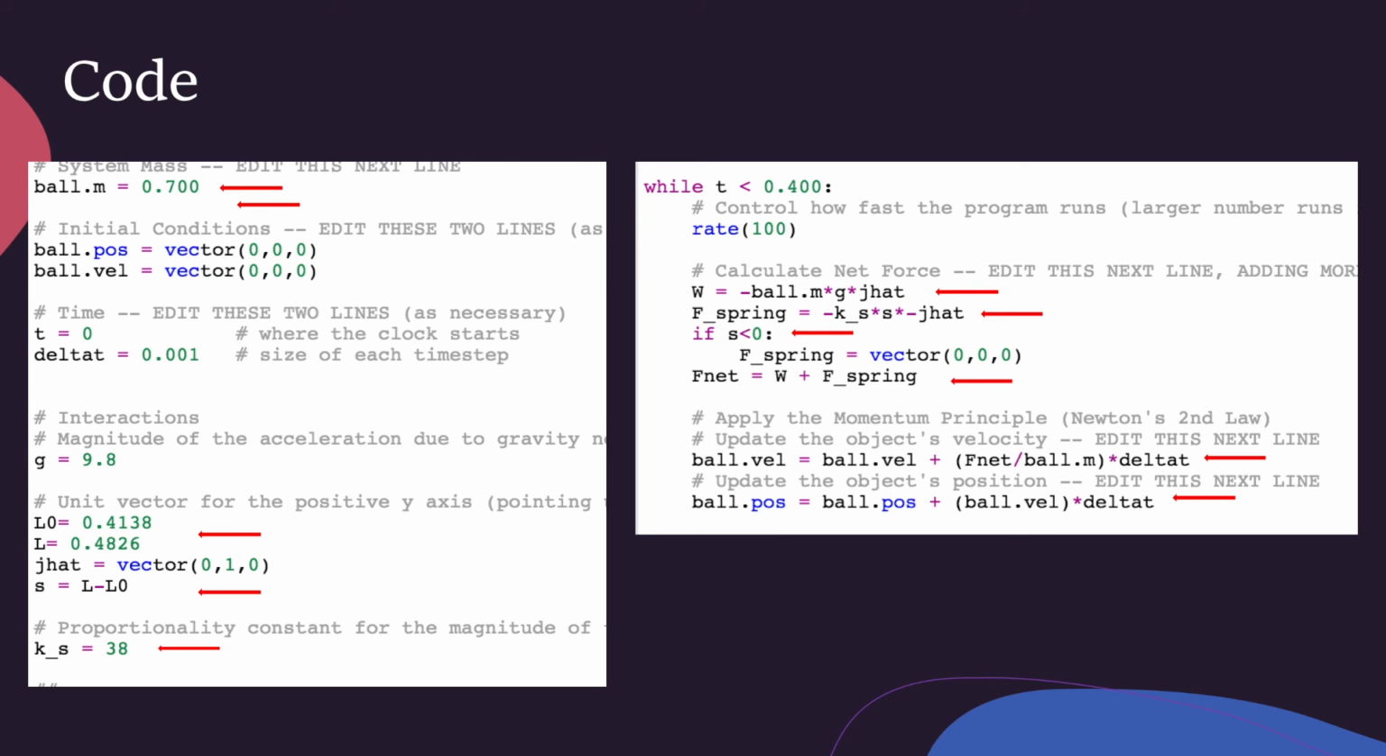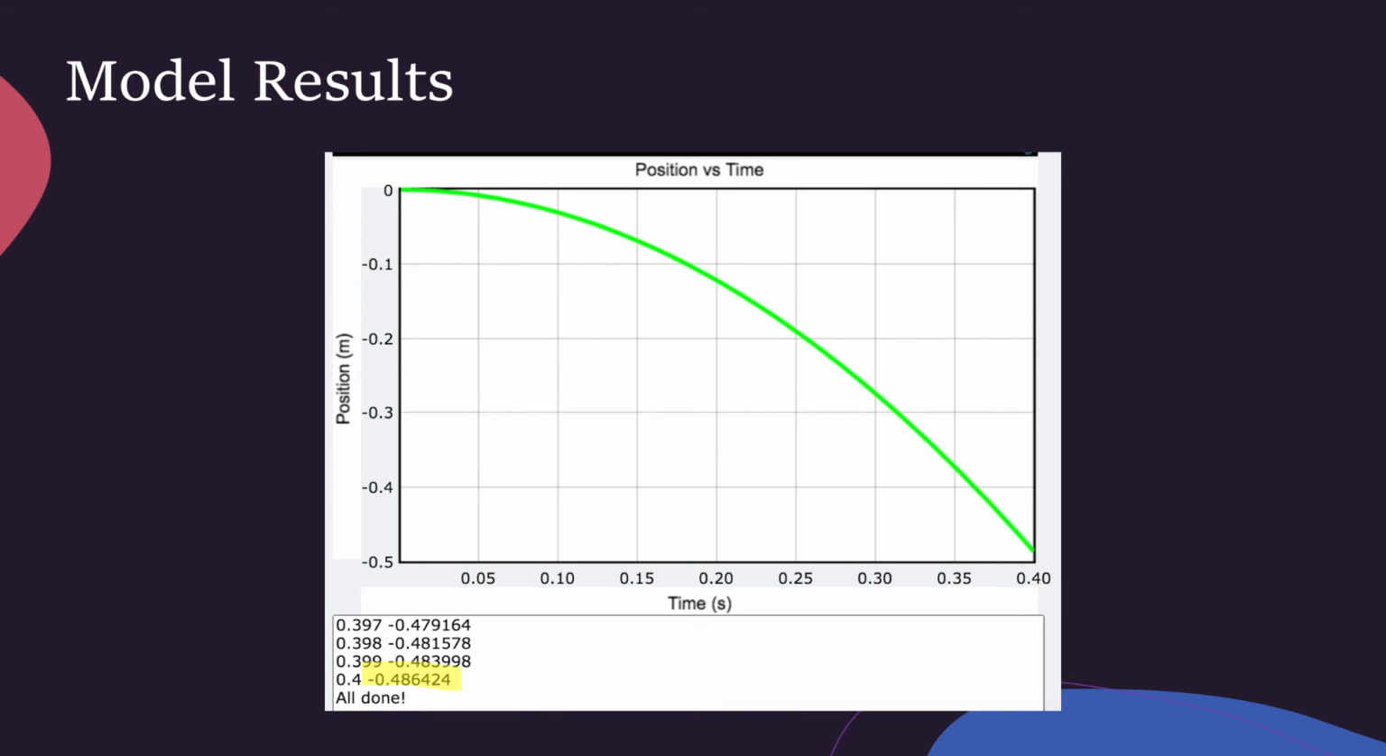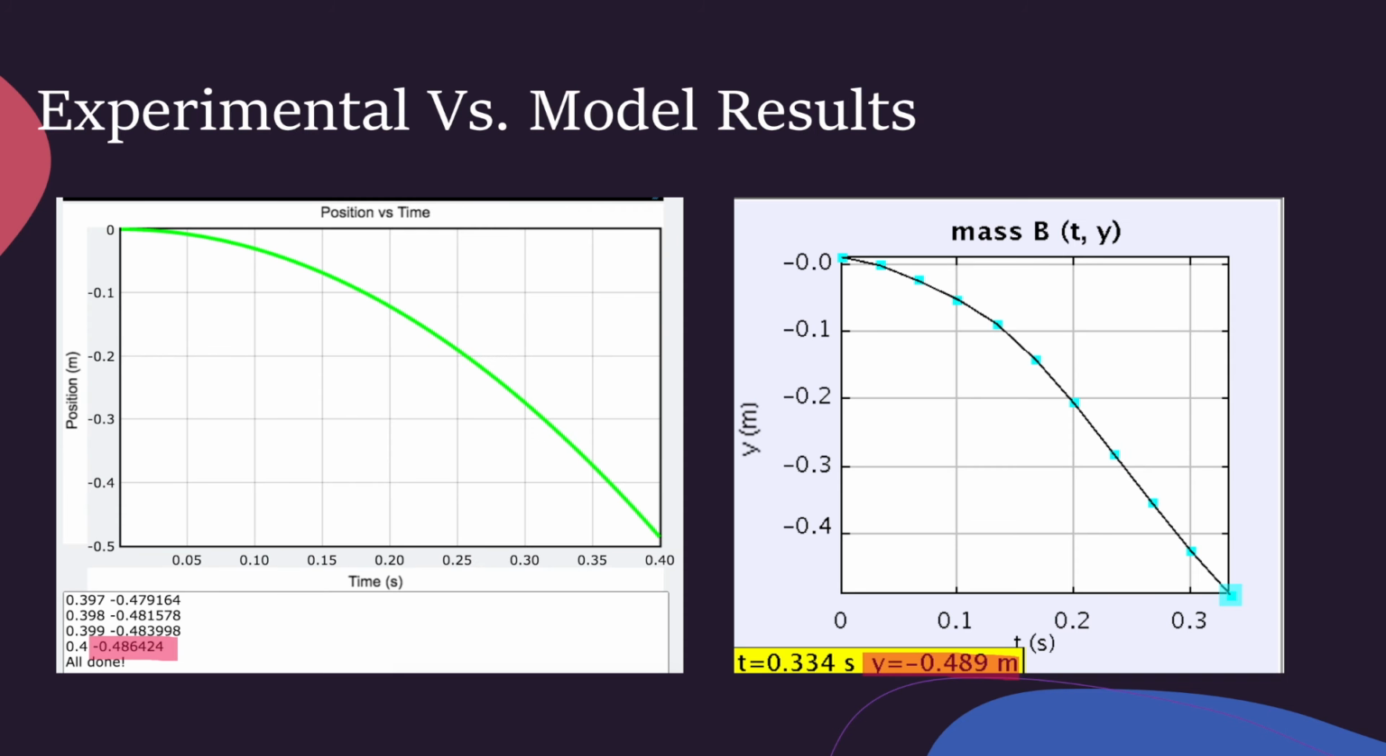Additionally, for the while loop, I defined both the weight and spring forces using mg and Hooke's law, and since shoelaces can't compress, I added an if-then statement so that when S is less than 0, the spring force will consequently be 0 as well. Lastly, I defined the net force to be the sum of the weight force and the spring force, and I used Newton's second law to update the position and velocity of the umbrella. Here are the model results. As you can see, the y position of 0.486 downwards is very similar to the experimental position of 0.489 meters downwards using the Ks value of 38 in the model.